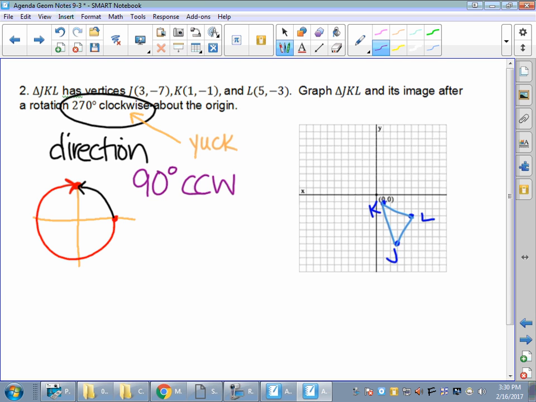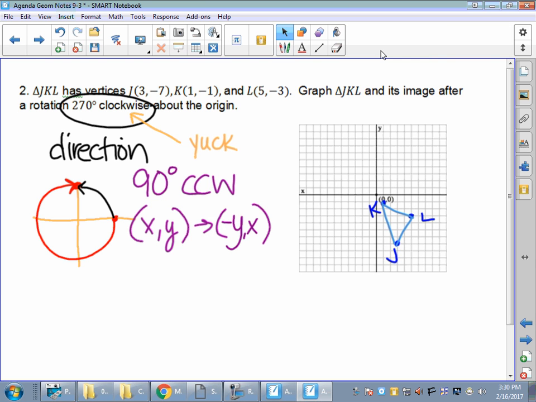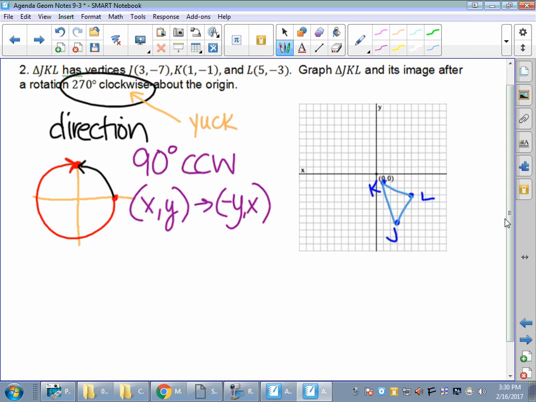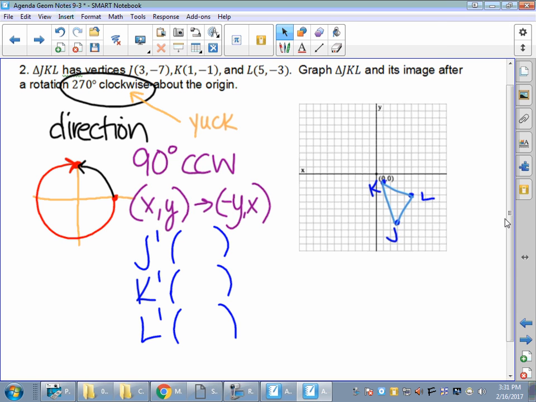So now I can go to my rules. My x, y ordered pair for counterclockwise becomes multiply the y coordinate by negative 1 and interchange them. So negative y, x. Yes, I'm going to ask you to write your J prime, K prime, and L prime. I know, it's a lot of work. So J prime starts at 3, negative 7.